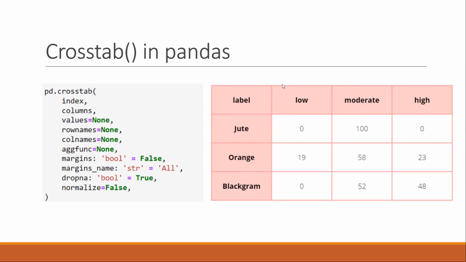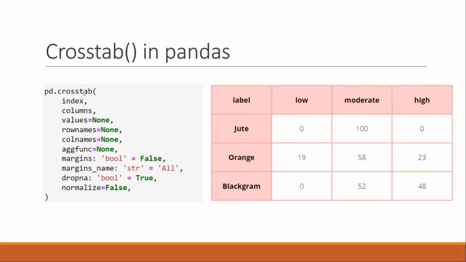So we have classified the temperature in 3 parts: low, moderate and high. Based upon that, you can see that jute can be grown only in the moderate kind of temperature, whereas orange can be grown in low, moderate and high, all kinds of temperatures. In the end, black gram can be grown only in the moderate and high temperature conditions. So this kind of cross tabulation can be created using the crosstab function in Pandas.